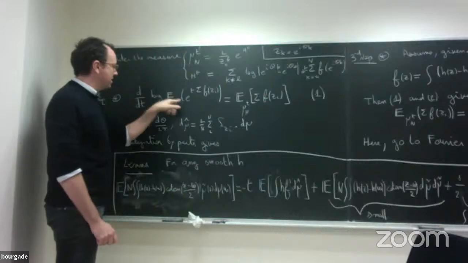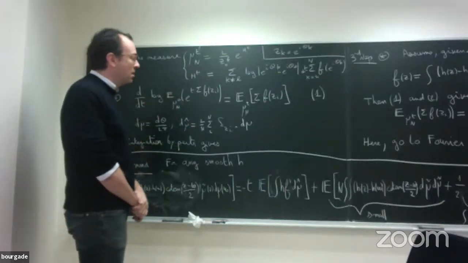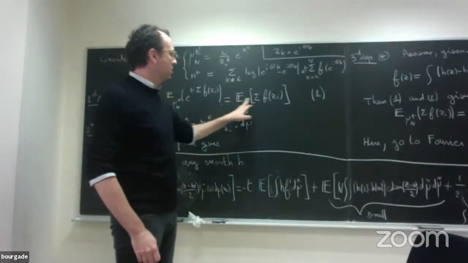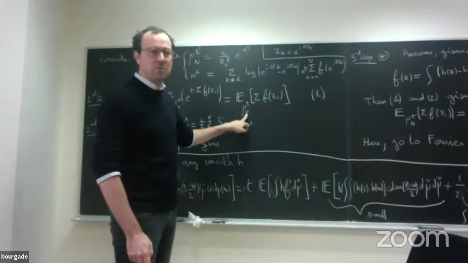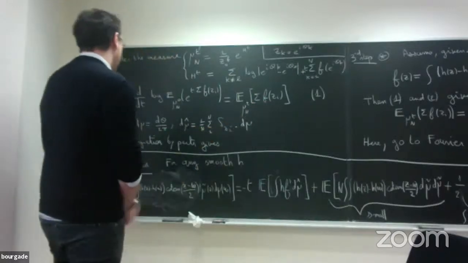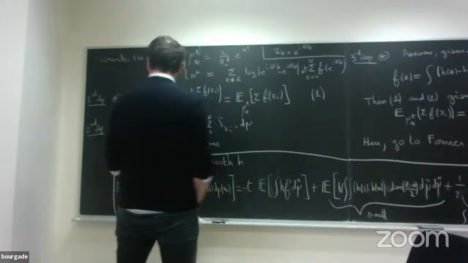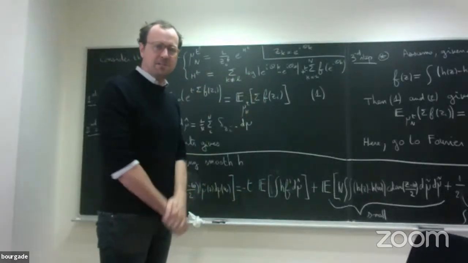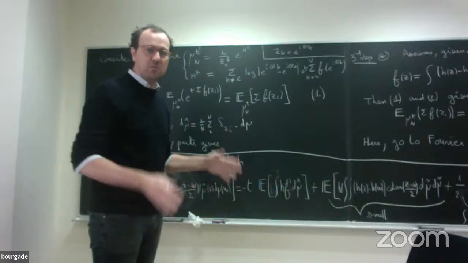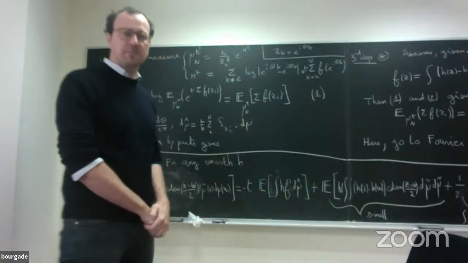So you differentiate in t the log of the expectation. Naturally, you get the expectation of the sum of f, but for a new measure, the biased measure μ_t that I defined before. So that's my equation one. That's just the start. Now let's forget it for one minute, and I will tell you about one equation, which is an exact equation called the loop equation.